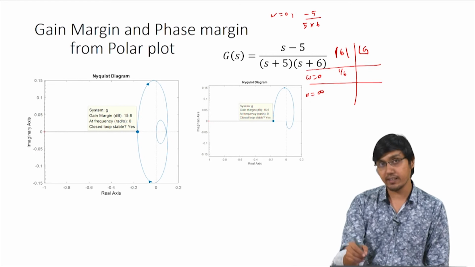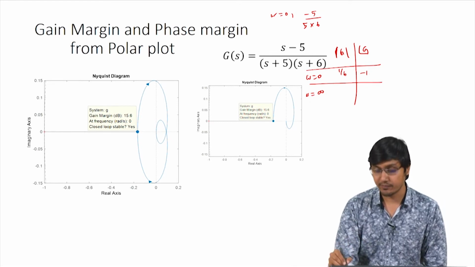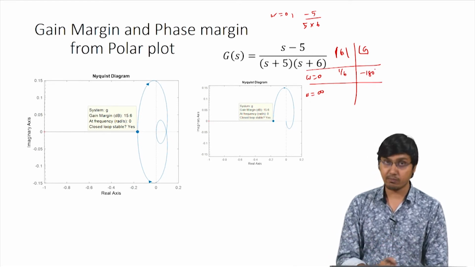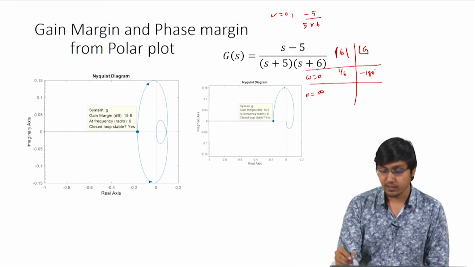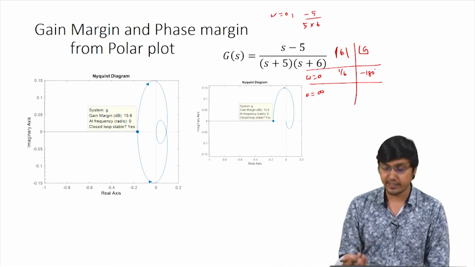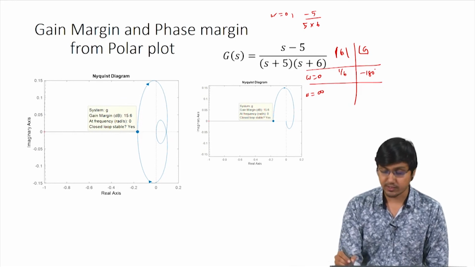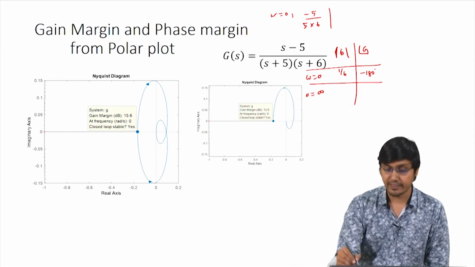So this is 1 by 6, and what is the angle? It is a negative real number, so it is minus 180 degree. Remember, a negative number has a phase of minus 180 degree, a lag of 180 degree, is what we say. So at omega equal to infinity, what happens?